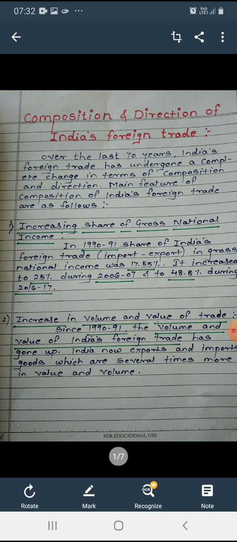Now, second point, increase in volume and value of trade. As we all know, after the introduction of new economic policy 91, foreign trade increased significantly. So the volume. Now volume means what? Volume means the total quantity of goods and services we are buying from other countries and the total quantity of goods and services we are selling to other countries. So this has increased a lot, and the value of India's foreign trade, meaning the amount of buying and selling, also increased. So this new economic policy was helpful to increase India's GDP, the gross domestic product.